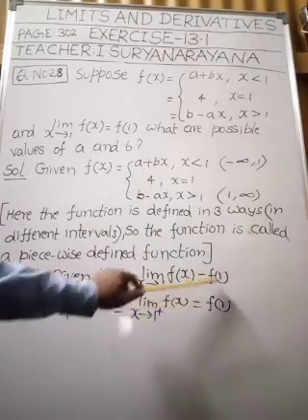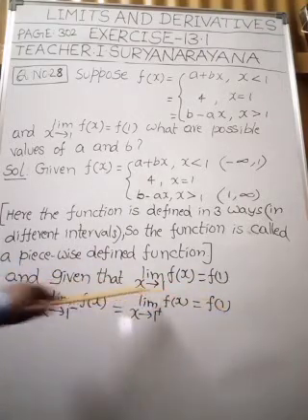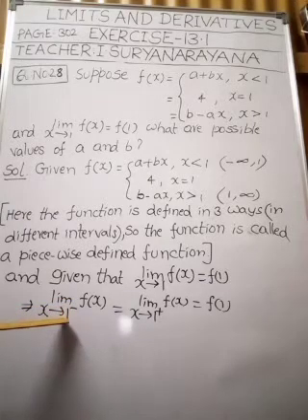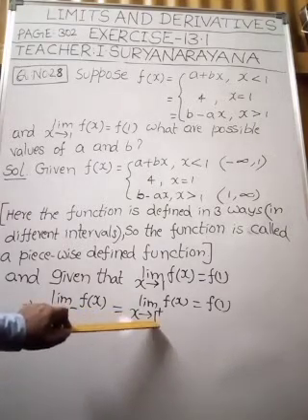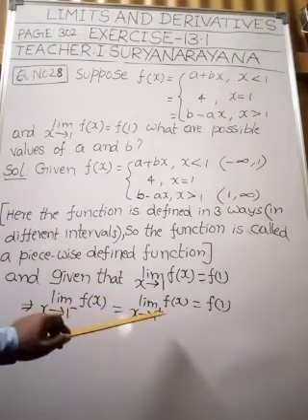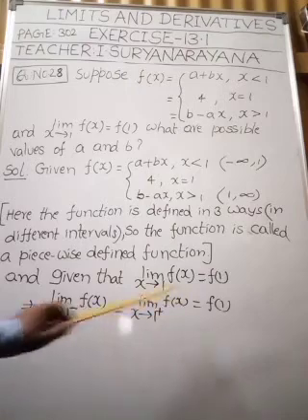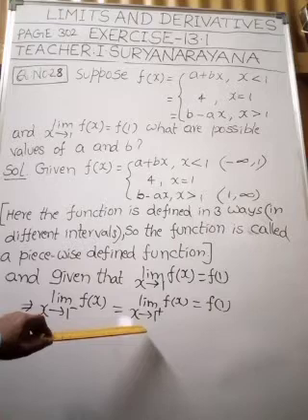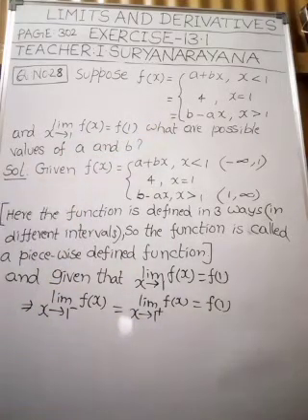We wrote is equal to f of 1. So this can be written as x tends to 1 minus means left hand limit at x is equal to 1 is equal to as x tends to 1 plus limit of f of x means right hand limit. Both are equal. Okay, my children, understood this point? We use this knowledge, this concept, to find the values of a and b.